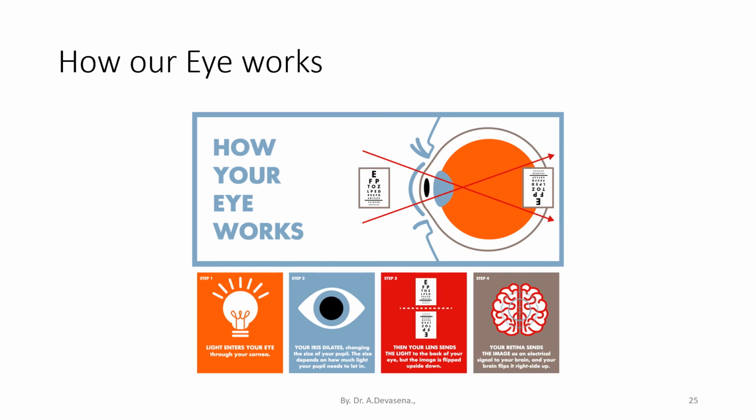Then our lens sends the light to the back of our eye, but the image is flipped upside down. This is indicated here. Our retina sends the image as an electrical signal to our brain, and our brain flips it right side up. This representation is shown here.